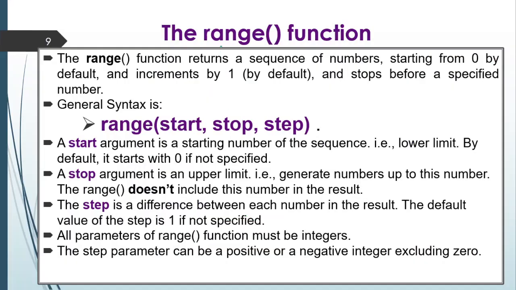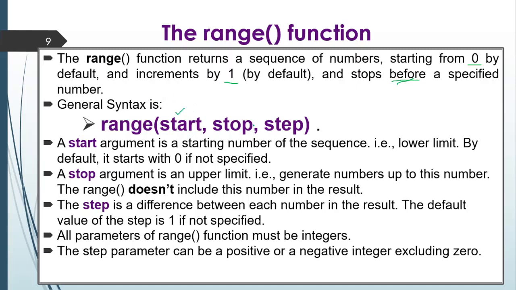Before starting for loop, we can look at what the range function is. If we want to display a sequence of numbers, for example, from 100 to 500 or from 20 to 30, we can use this range function. The range function by default starts from 0 and by default it increments by 1 and stops before a specified number. The general syntax is range followed by 3 arguments: start, stop and step.